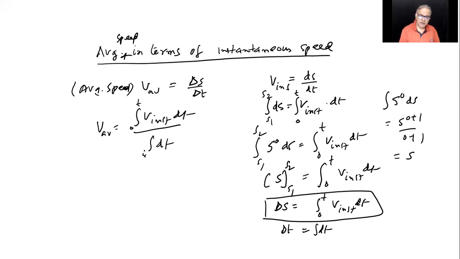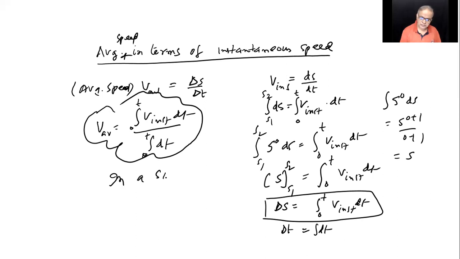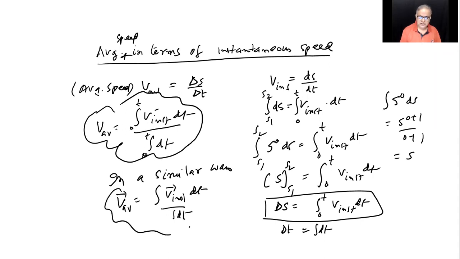If somebody did not know integration, they have to wait because that was done previously. But anyway, I'll be giving formulas, so you can use them to be comfortable. In a similar way, V average equals integral of V instantaneous dt by integral dt. This is how you write average speed and average velocity in terms of instantaneous speed and instantaneous velocity. And what is the use of it? I'll show you immediately after this.